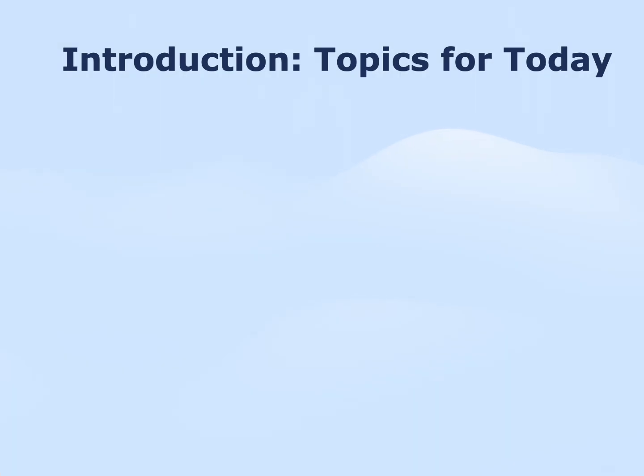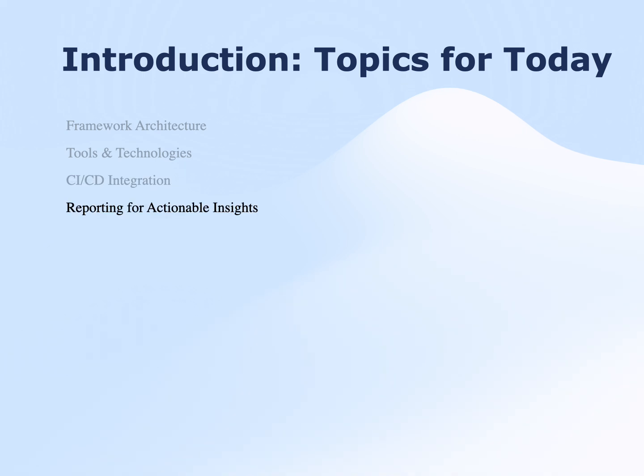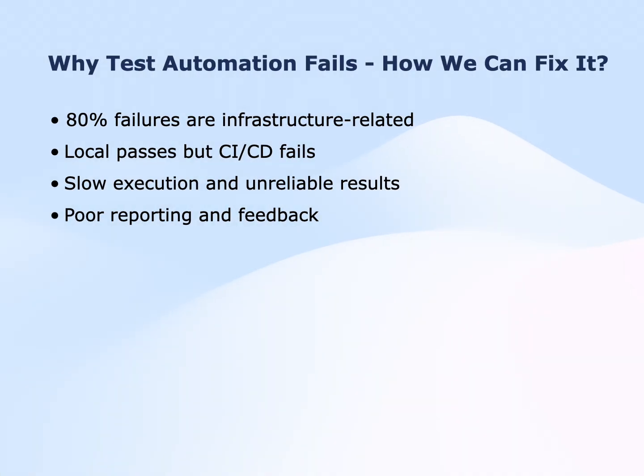In today's session, we'll focus on 4 critical areas that build strong automation infrastructure: framework architecture, the right tools and technologies, CI/CD pipeline integration, and reporting for actionable insights. Most test automation failures aren't coding mistakes. They're infrastructure weaknesses. Tests pass locally but fail in CI/CD pipelines. Execution is slow, feedback unreliable, and reporting is often inadequate. We'll focus on fixing these root causes.